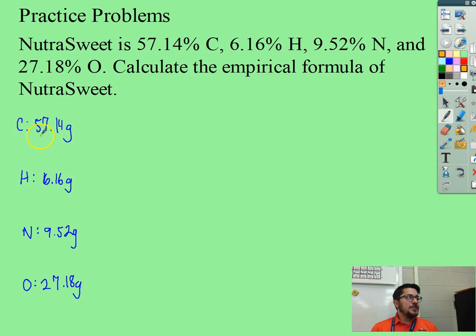Okay. Step 2, convert them all to moles. So I'm going to take them, and this would be 12.01 grams, and I'm going to change it to moles.